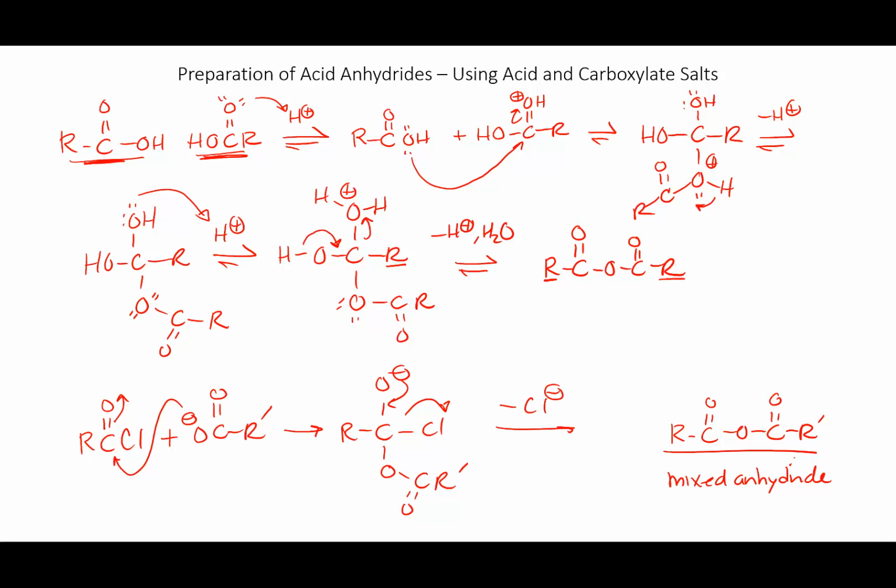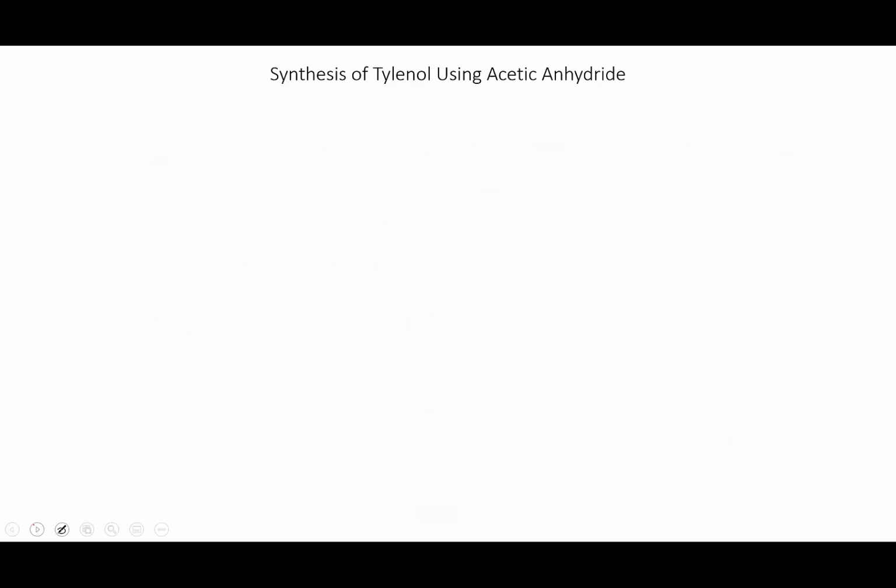If you want to make a symmetrical one, you can just use the same carboxylic acid and acid as your catalyst. That would be fine. Okay. So let's talk a little bit about reactions of acetic anhydride. You have done one in lab.